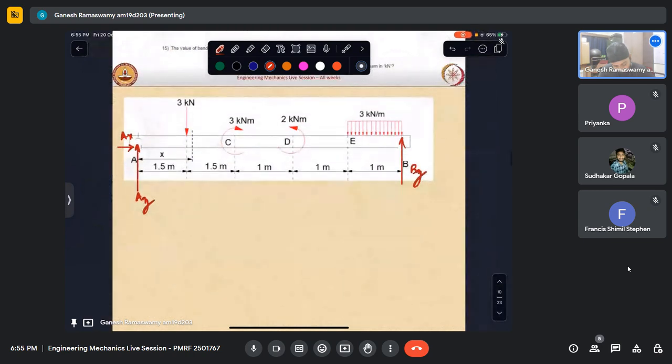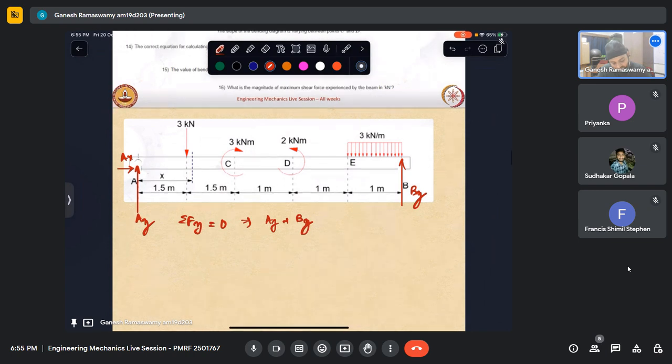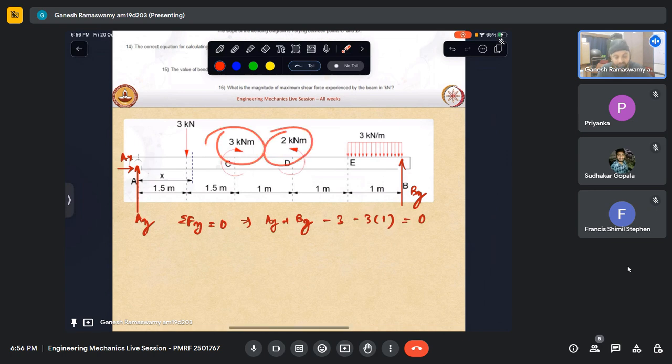So sigma Fy equaling 0 gives me AY plus BY equaling, what are the forces that I need to add? Minus 3, minus 3 into this distance, which is 1. So this will be minus 3 into 1. Are there any other forces? There are no other forces. These are couples. We should not add them in force equilibrium. They do not play a role there.